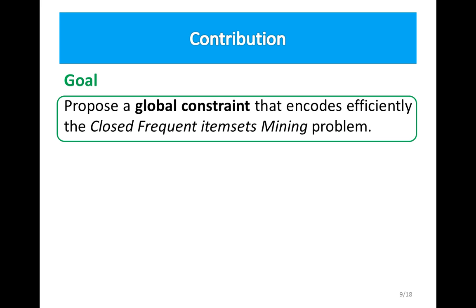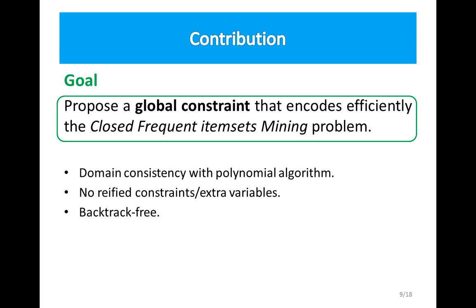So, taking into account all of these observations, our goal was to propose a global constraint that efficiently encodes the closed frequent item set mining problem. So we propose here a global constraint that ensures domain consistency with a polynomial filtering algorithm. The global constraint needs neither reified constraints nor extra variables, and it enumerates all closed frequent item sets in a backtrack-free manner.